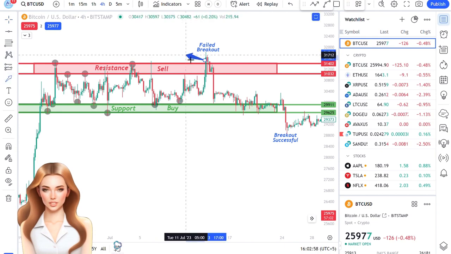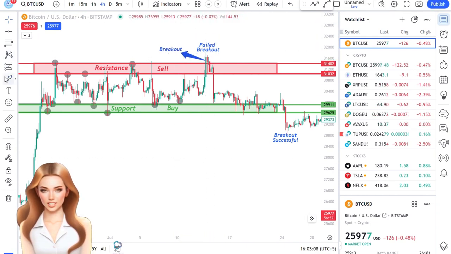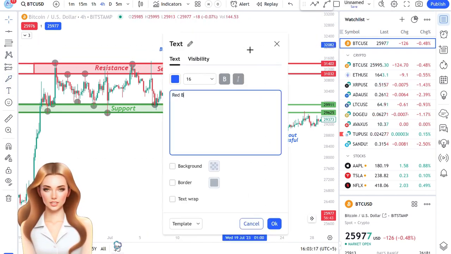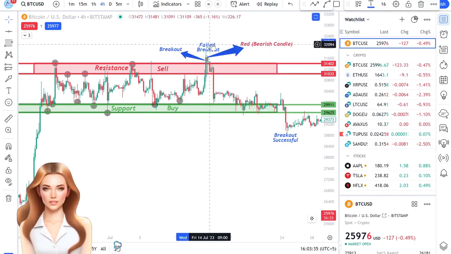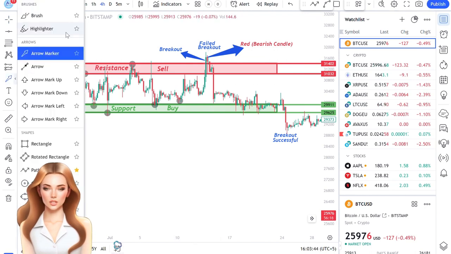Here you see price breaks the resistance level. But first you need to confirm the breakout with the next candle. You see the next candle is formed in red color. This means it's a false breakout. And price comes back into the resistance zone.